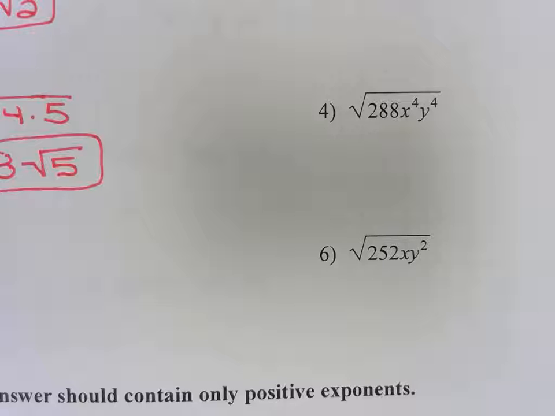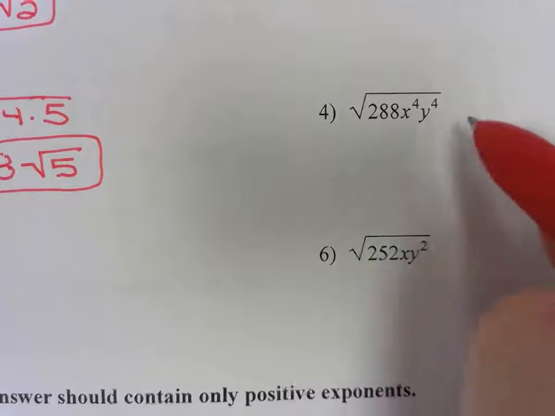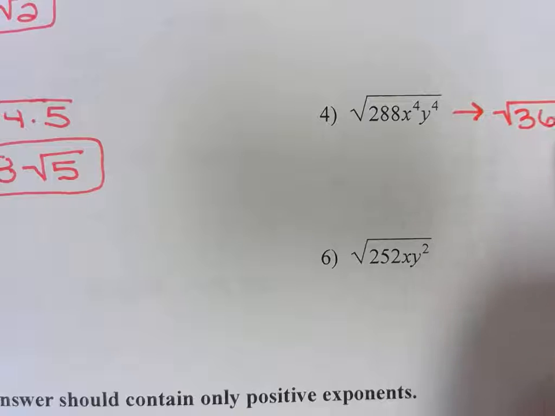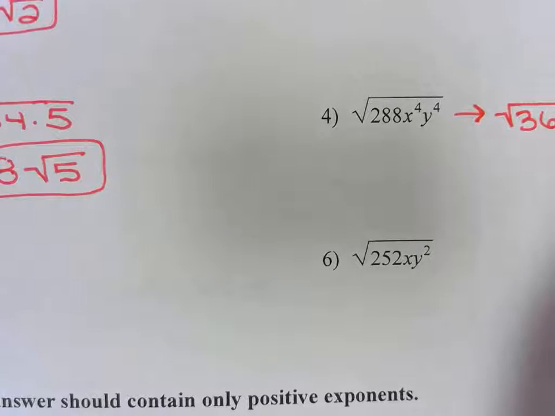16 is a perfect square. It's not the biggest one though. 36 and 8. Still not the biggest perfect square. So start taking 288. Let's go ahead and do this. Let's rewrite it. Square root of 36 times 8, x to the 4th, y to the 4th. We can go ahead and do that.